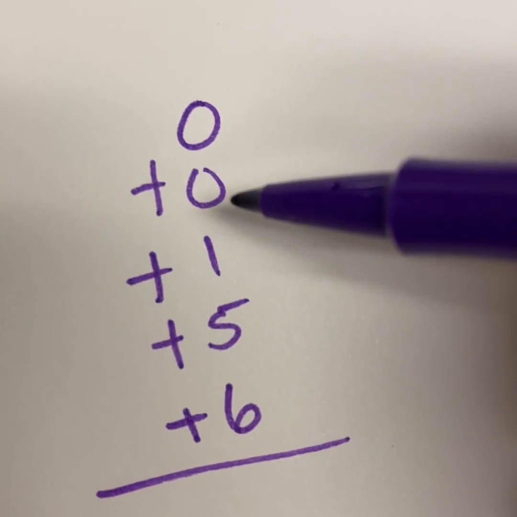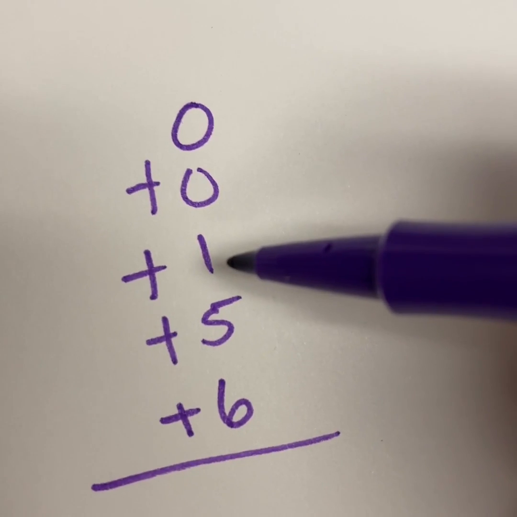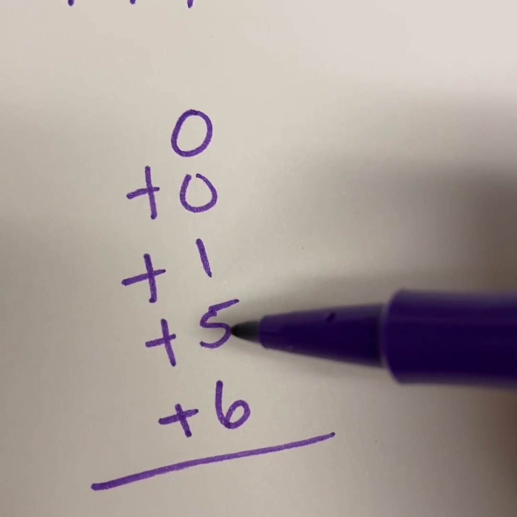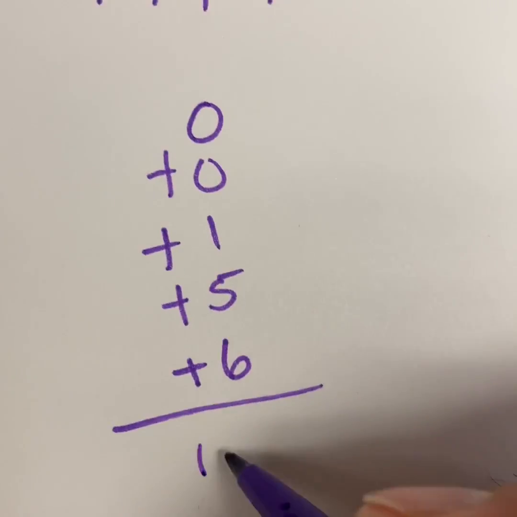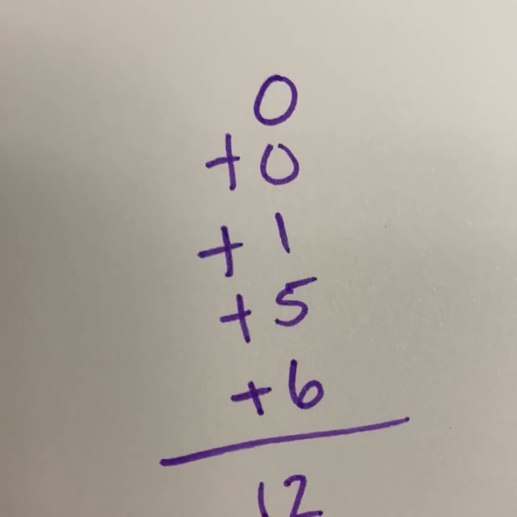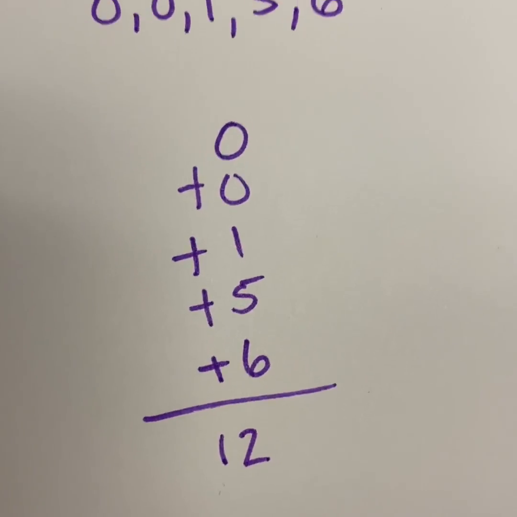0 and 0, 0. Add 1, 1. 1 plus 5 is 6. 6 plus 6 is 12. So our total is 12.